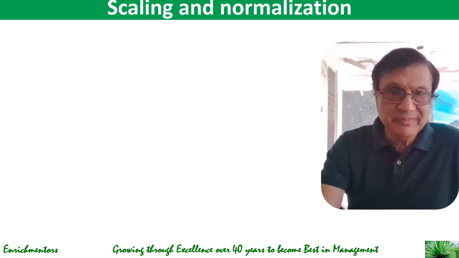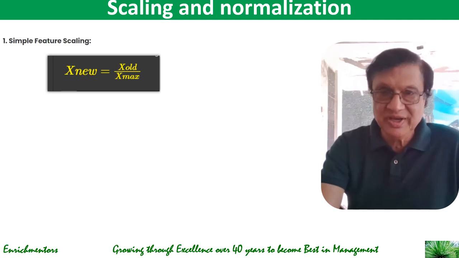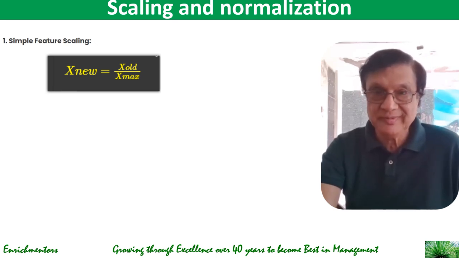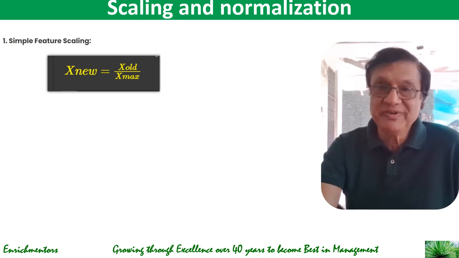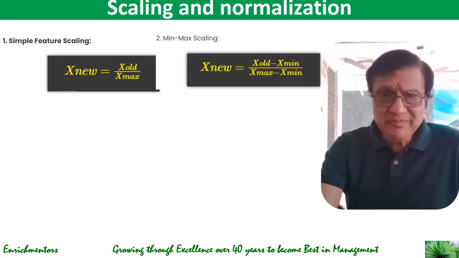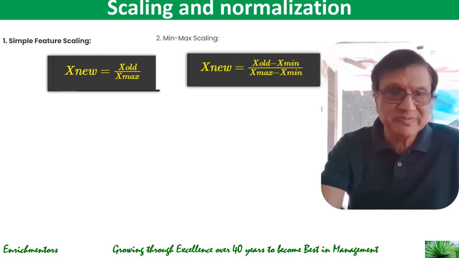Now, let's look at some of the methods of scaling. One of the common methods is simple feature scaling, where the new x is equal to x old divided by x max. For example, in an examination, if the student who got the highest score got 75 out of 100, and another student got 50, then x will be 50 divided by 75 instead of 50 divided by 100. Then there is another method called min-max scaling, in which x new is equal to x old minus minimum, divided by x max minus minimum.